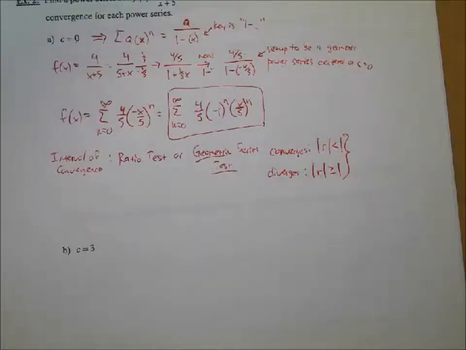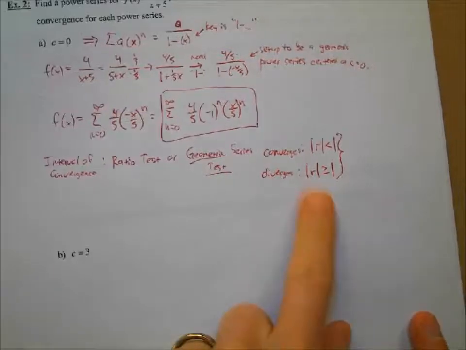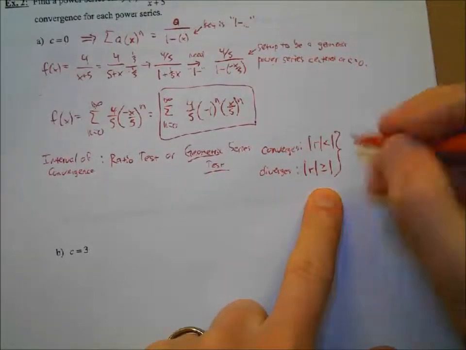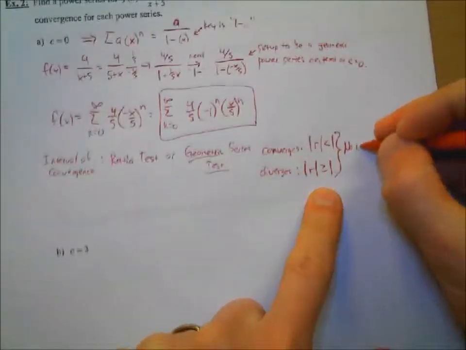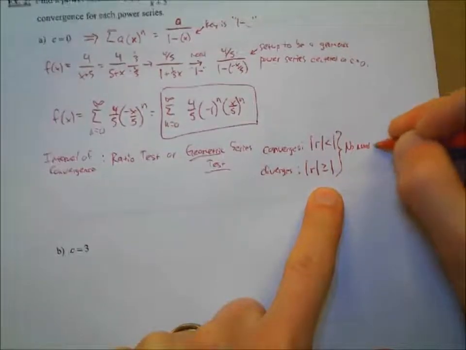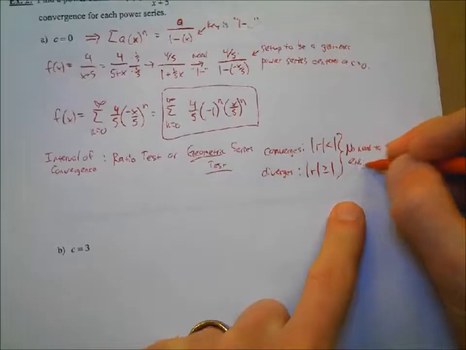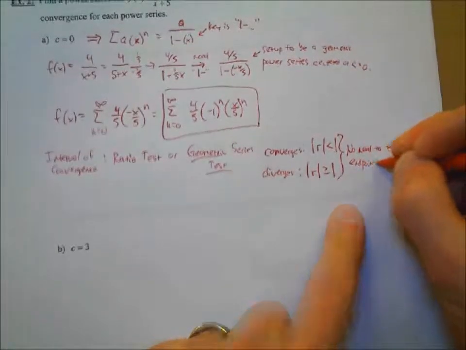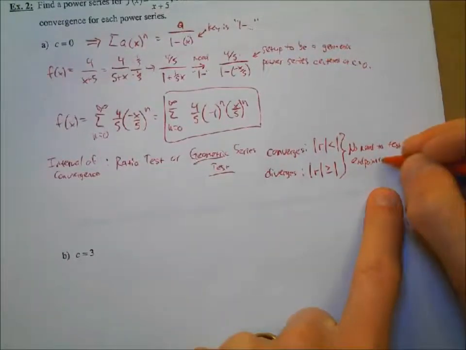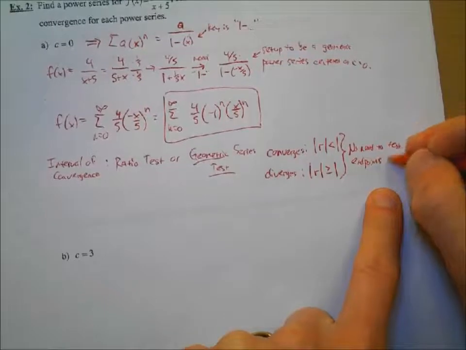Here, the endpoints will always diverge. So no need to test endpoints. Yeah, you get to miss that part. So it's very convenient when you have that geometric series. You don't have to test the endpoints. They just always diverge.